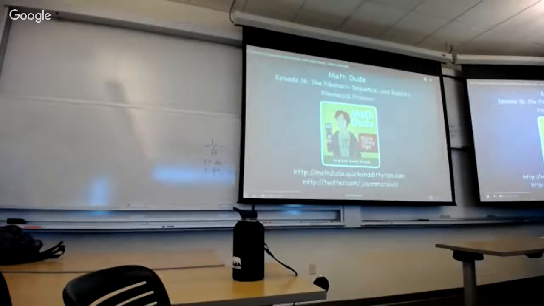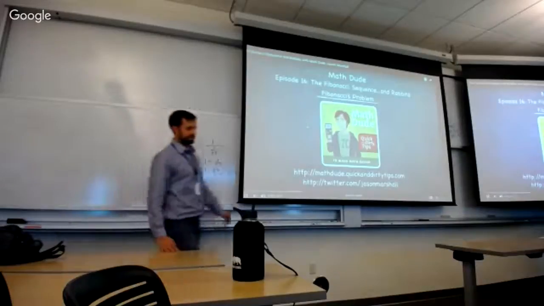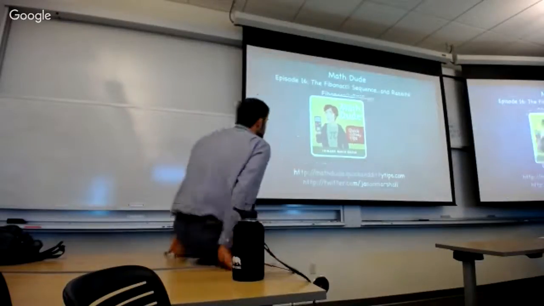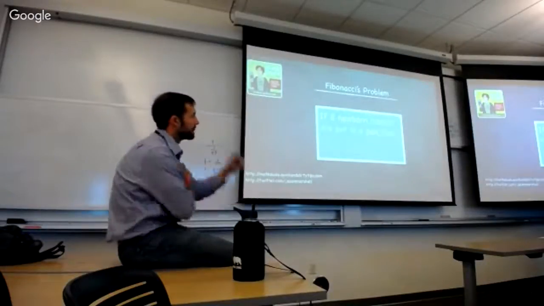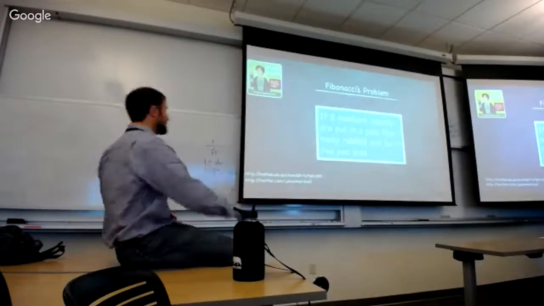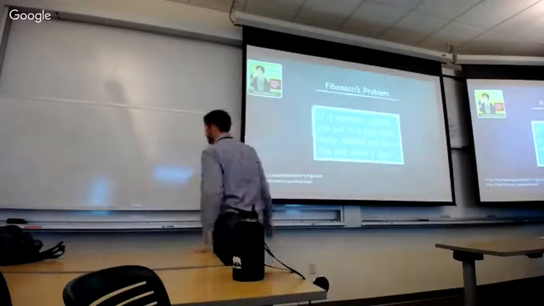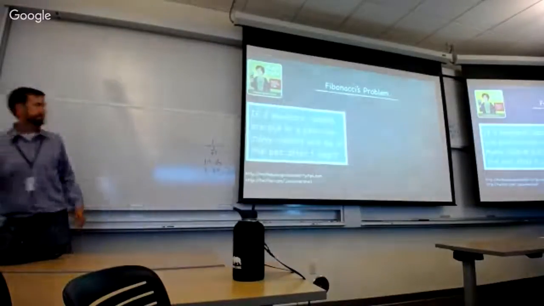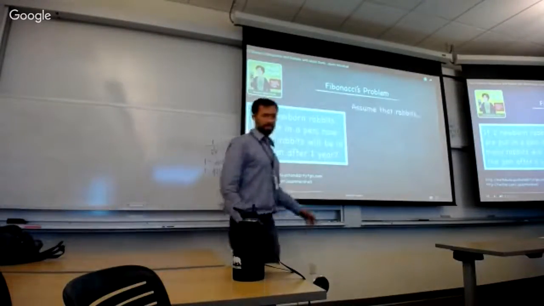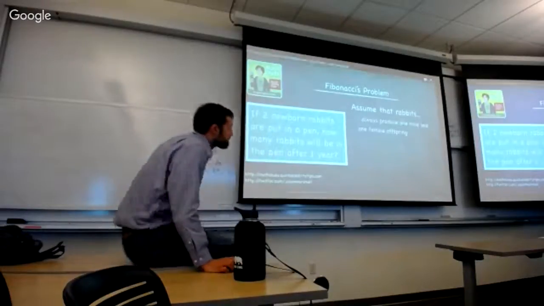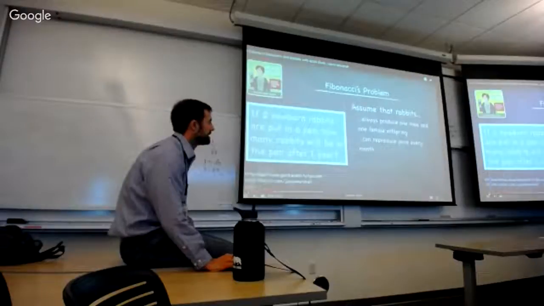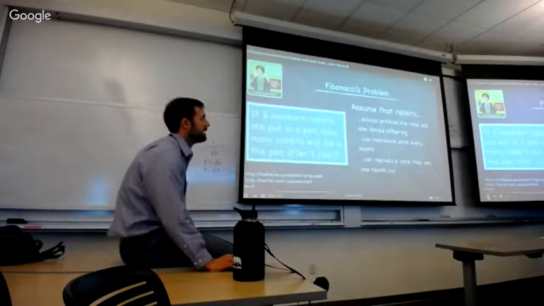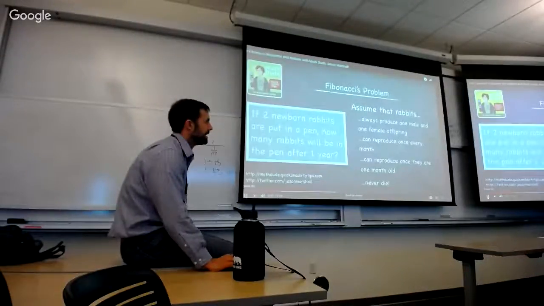Fans, Jason Marshall here with a special look at the solution to Fibonacci's rabbit problem from MAT150 episode 16. Here's Fibonacci's question. If two newborn rabbits are placed in a pen, how many rabbits will the pen contain after 1 year? To answer his question, Fibonacci wanted us to assume that rabbits always produce one male and one female offspring, that they can reproduce once per month, that they can start to reproduce when they are 1 month old, and that rabbits never die.